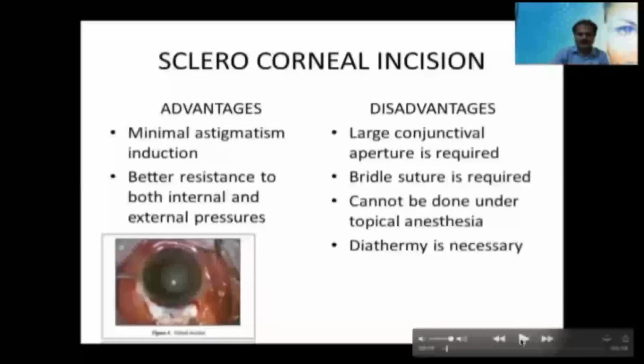If you look at this slide, a sclerocorneal incision earlier no doubt had the advantages of minimal astigmatism and better resistance to both internal and external pressures. But the disadvantages of large conjunctival aperture, the brittle suture, cannot be done under topical anesthesia, diathermy is necessary, are no more disadvantages in the present era of the smaller incisions and the use of foldable IOLs.